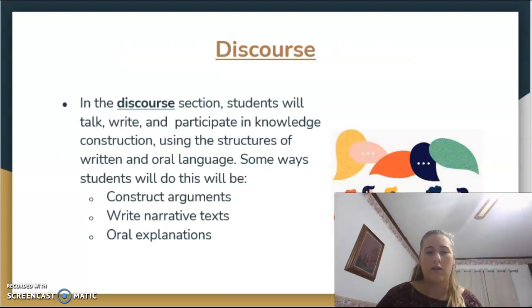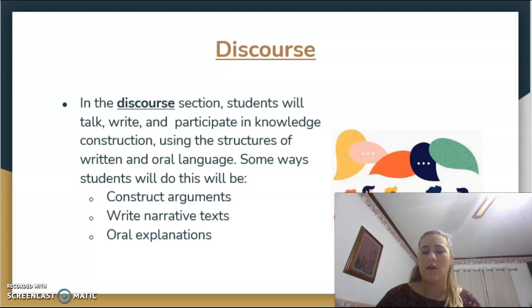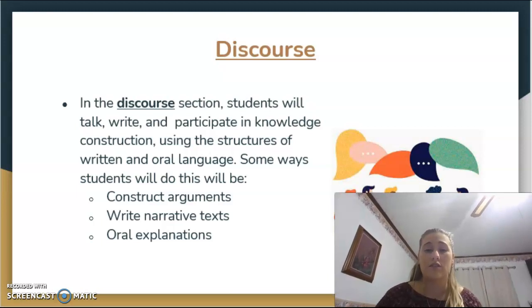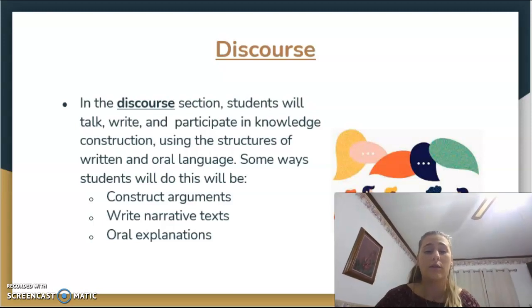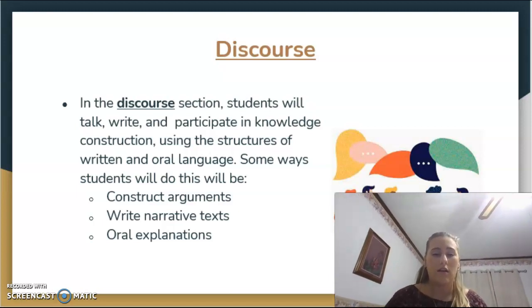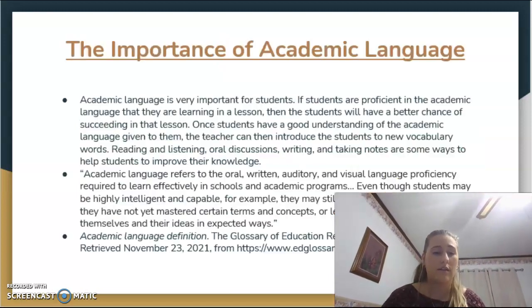Discourse: students will write, talk, and participate in knowledge construction using the structures of written and oral language. So oral explanations and constructing arguments are some ways students will do this.